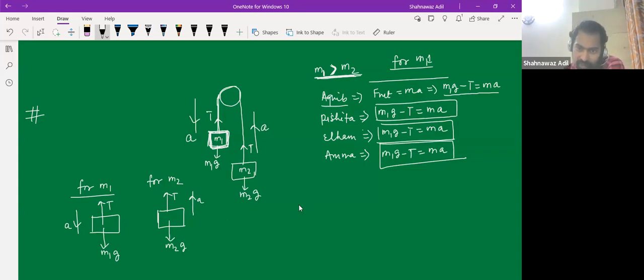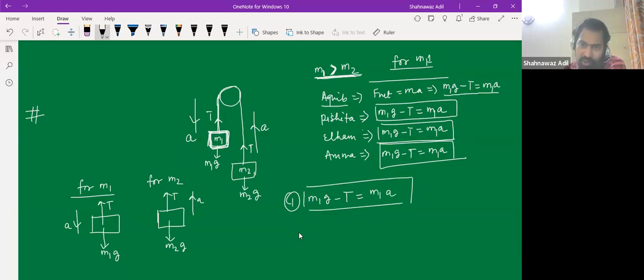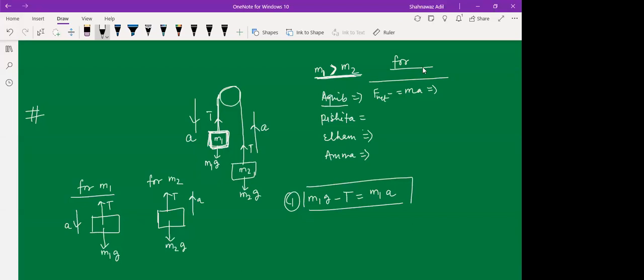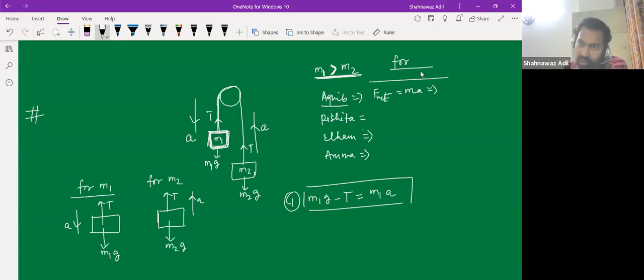So the first equation is m1g minus T equal to m1a, right? In all the places we have a. Good, guys. Very nice. This is our first equation. Okay. And for m2, what would be the equation of motion, or what would be F net? So first we should write F net is equal to ma. Yes, F net is equal to ma.